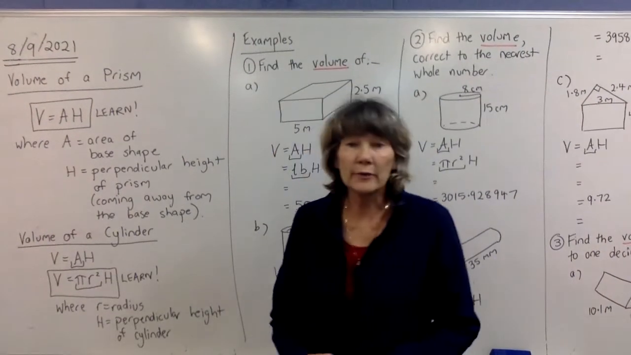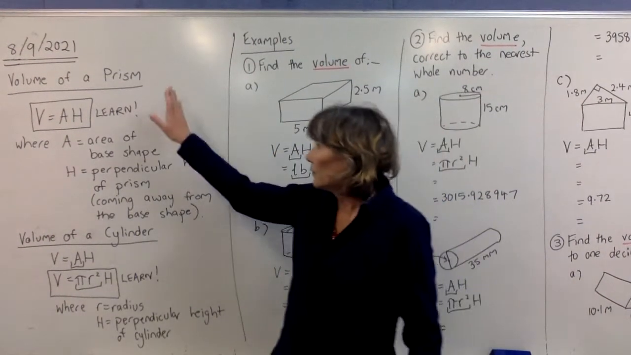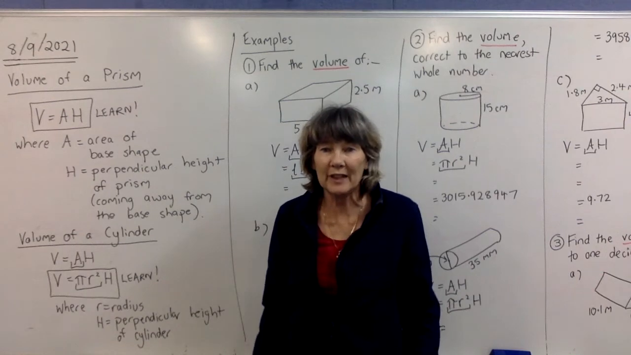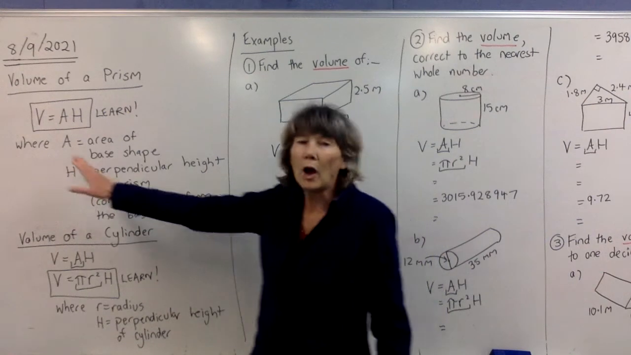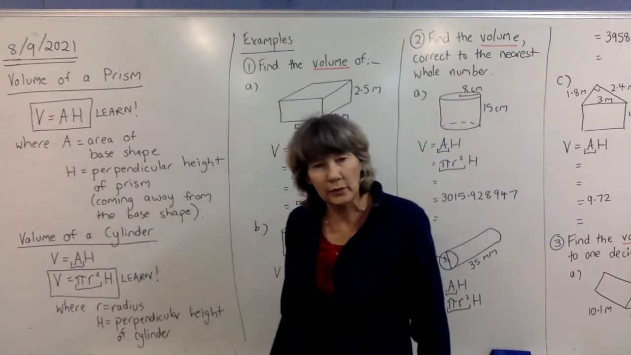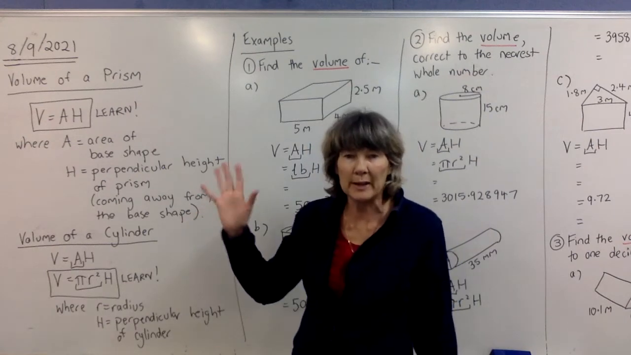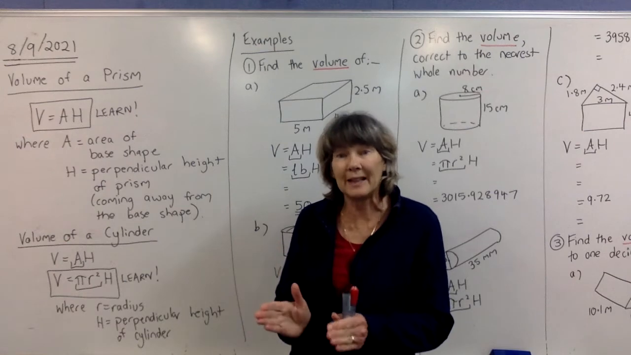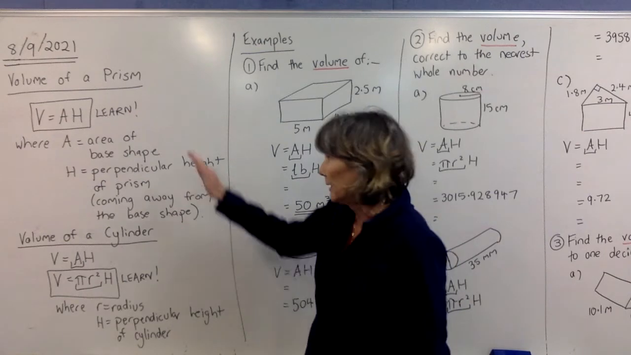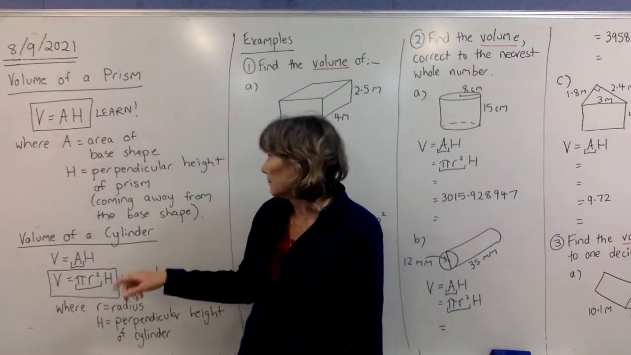So today we're doing volume of a prism. The volume of a prism formula is V equals AH. I always use capital letters for this formula so we don't get mixed up with what we're doing. Sometimes we end up with a couple of H's, we need them to be little h's and capital H's. So write it in capital letters.